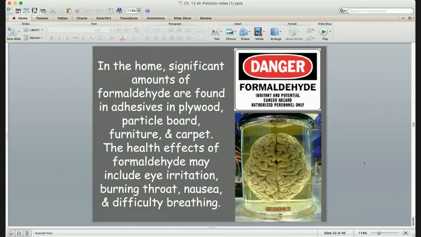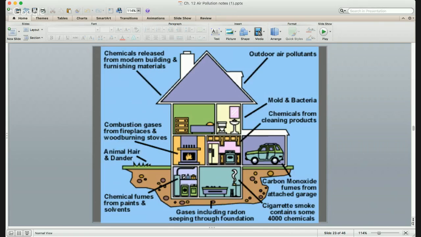And as we mentioned before, formaldehyde is one of those chemicals that is used to treat things like plywood, furniture, and carpet. Some of the immediate effects that you might feel are things like eye irritation or a scratchy throat, maybe some nausea, and it can lead to difficulty breathing in people who are super sensitive.